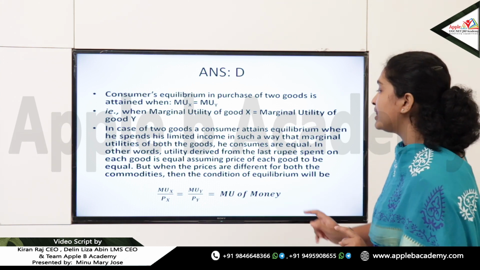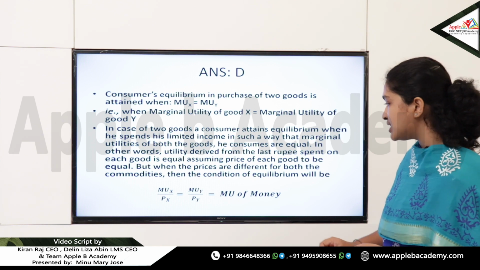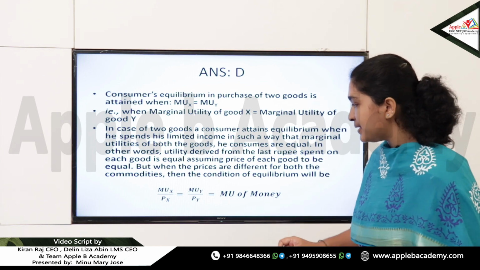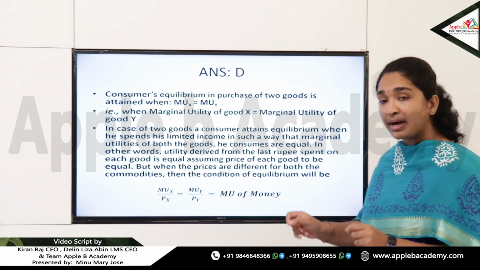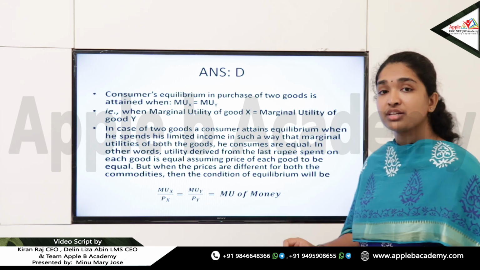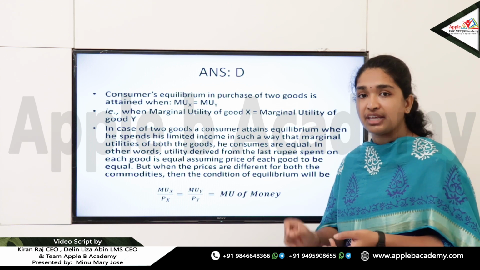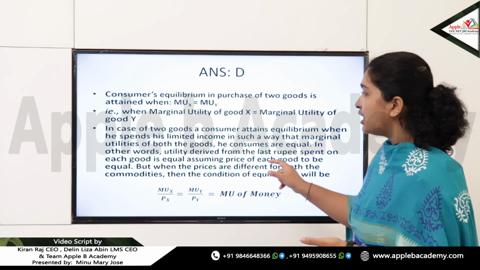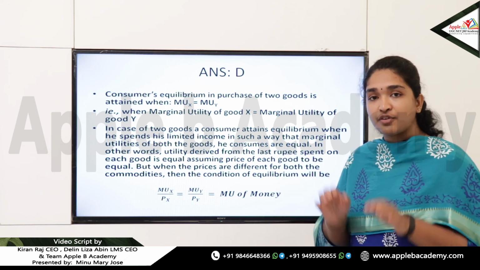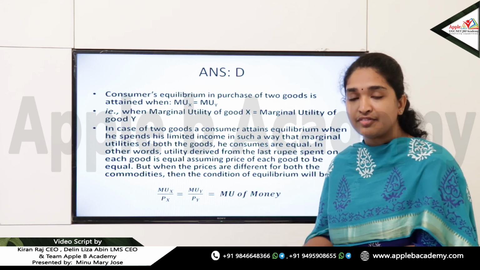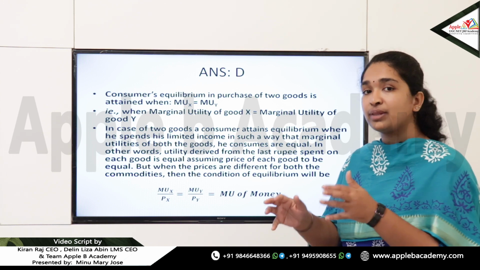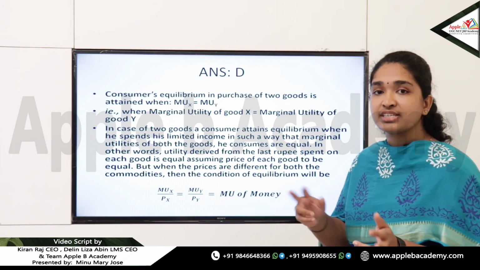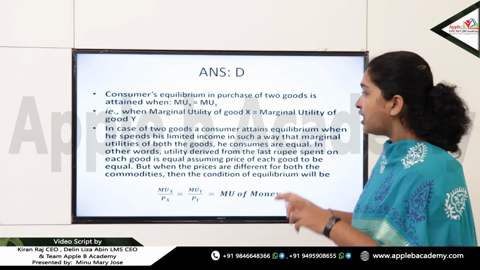When the prices are different for both the commodities, the condition of equilibrium changes to MUX by PX is equal to MUY by PY, which is equal to the marginal utility of money that he is spending, which is assumed to be constant for every unit of money. So MUX being equal to MUY is a condition of equilibrium when there are two goods and the prices of X and Y are equal.